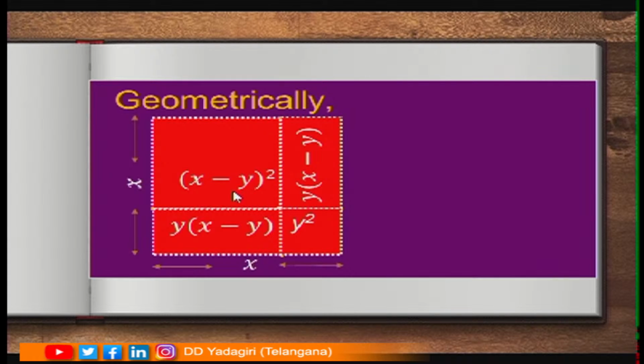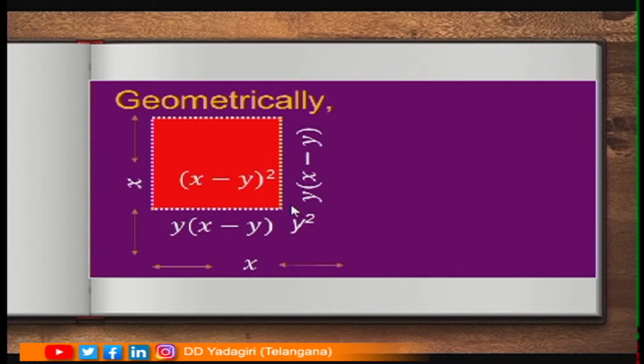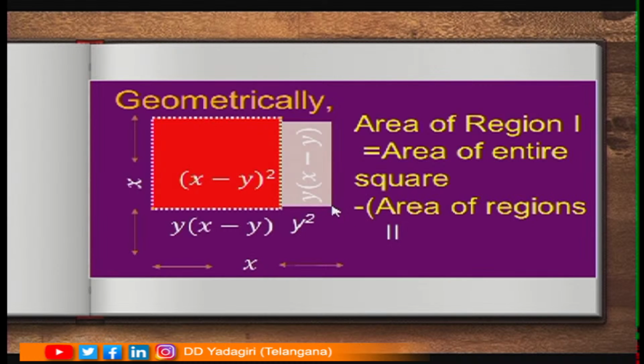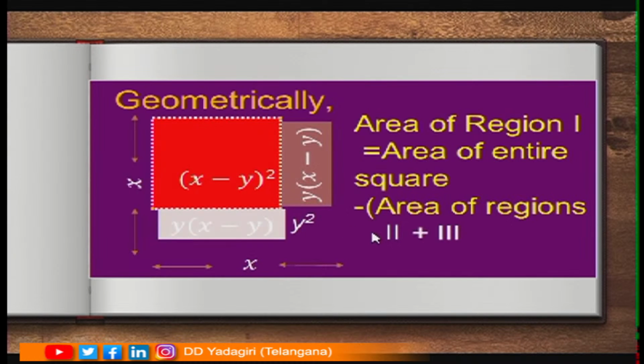Now, I want to find out x minus y whole square. For that, I try to remove these 3 parts. When you remove these 3 parts, you get only the first part, whose area is x minus y whole square. So we can say that the area of region 1 is nothing but the area of the entire square minus these parts. The area of region 2 is y into x minus y, the area of region 3 is y into x minus y, and the area of region 4 is y square.